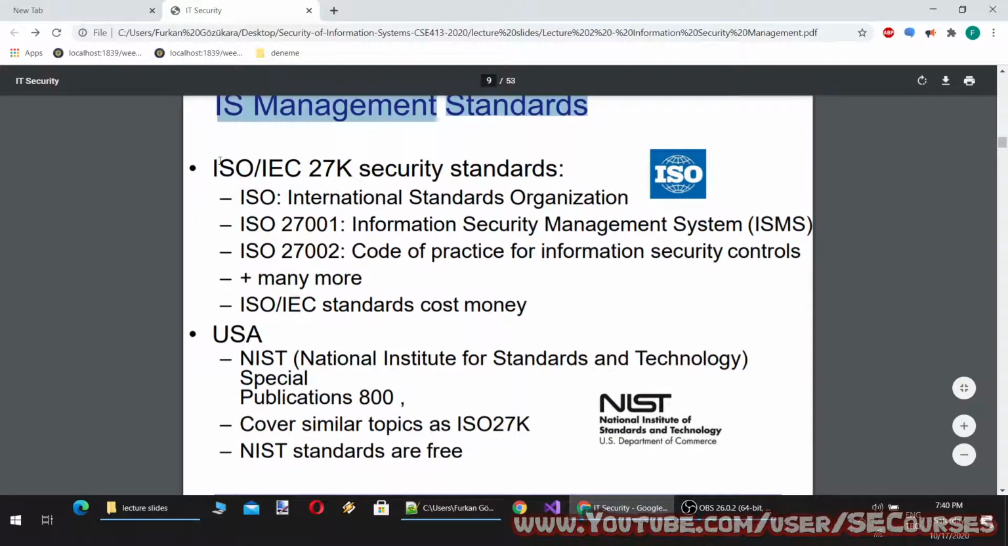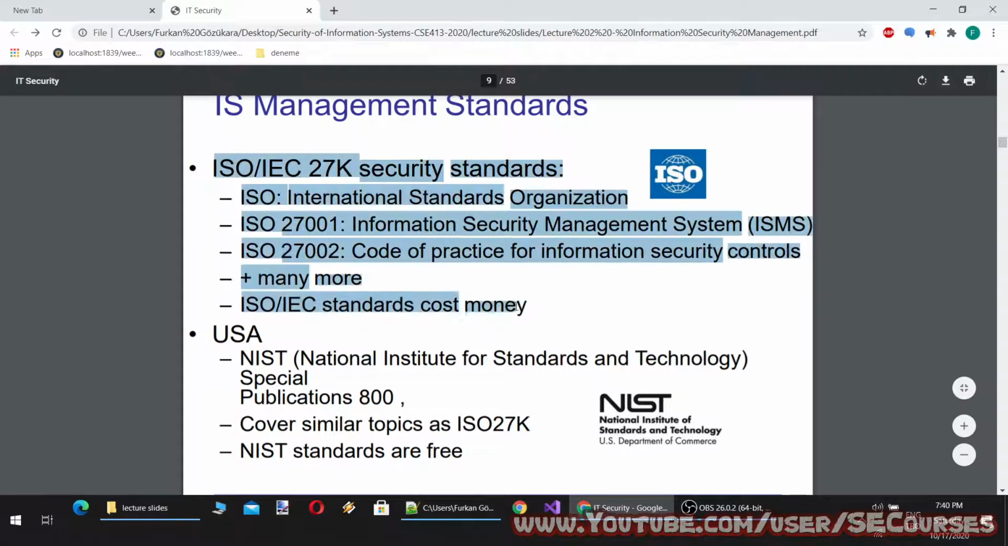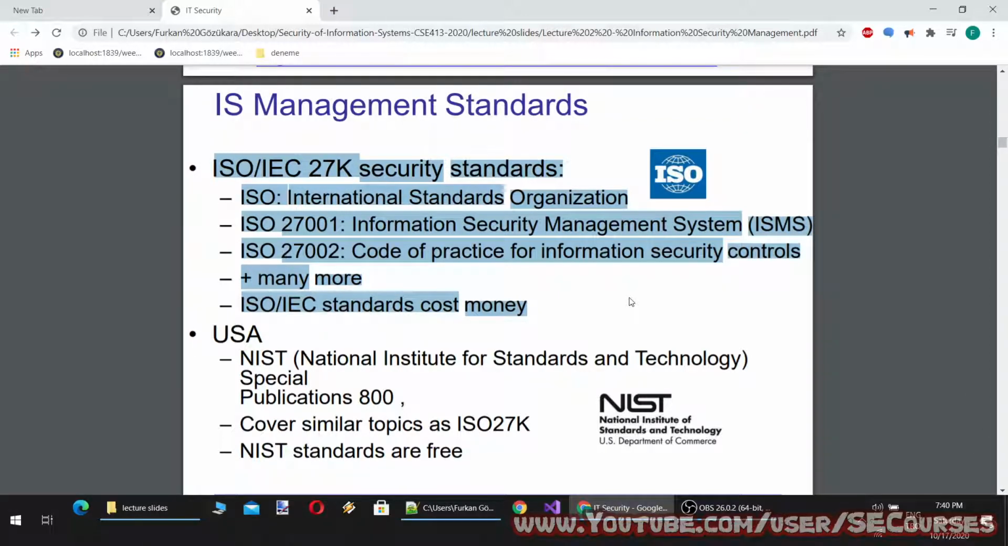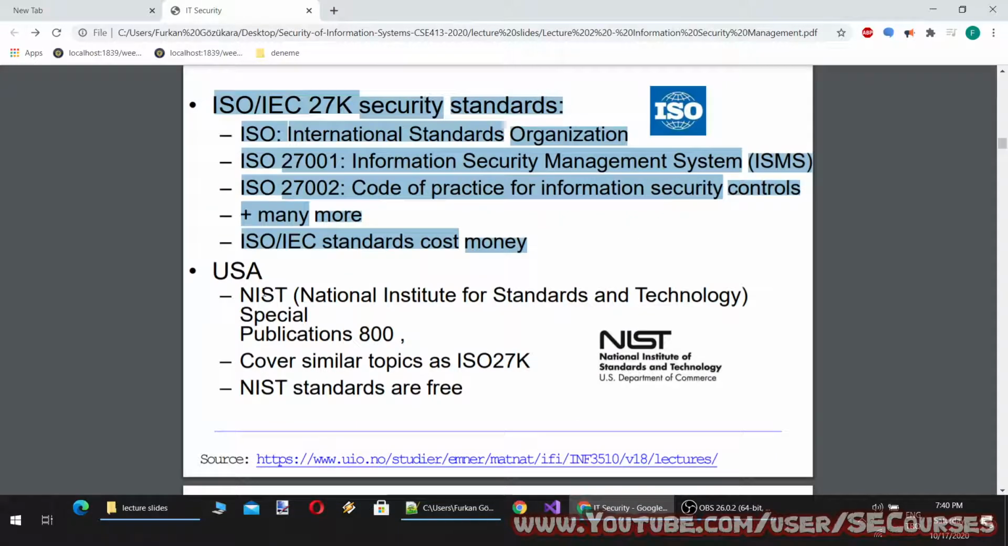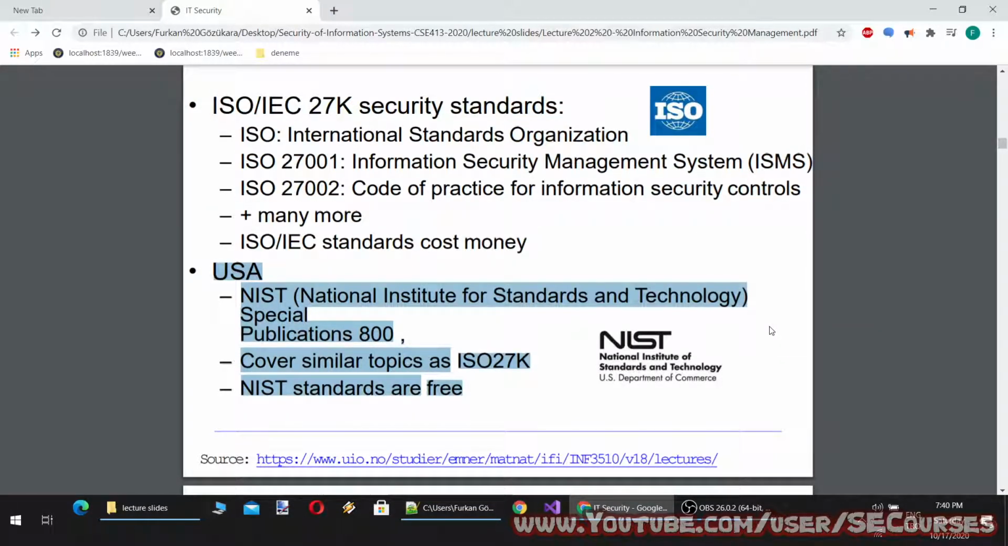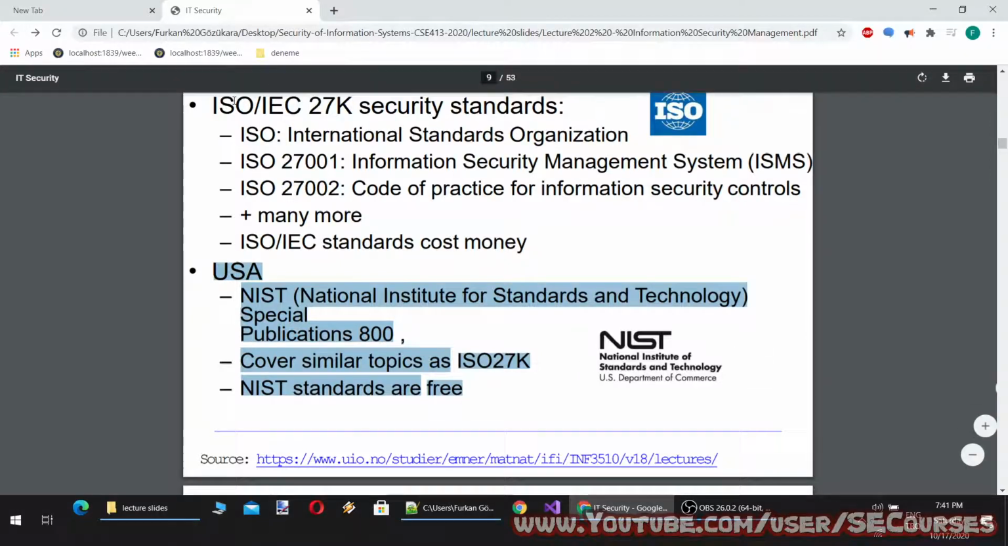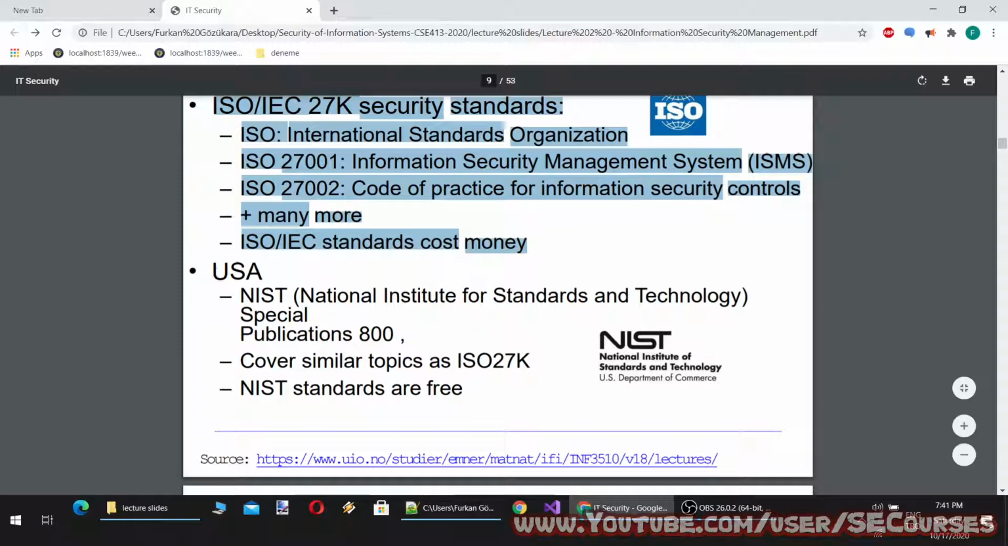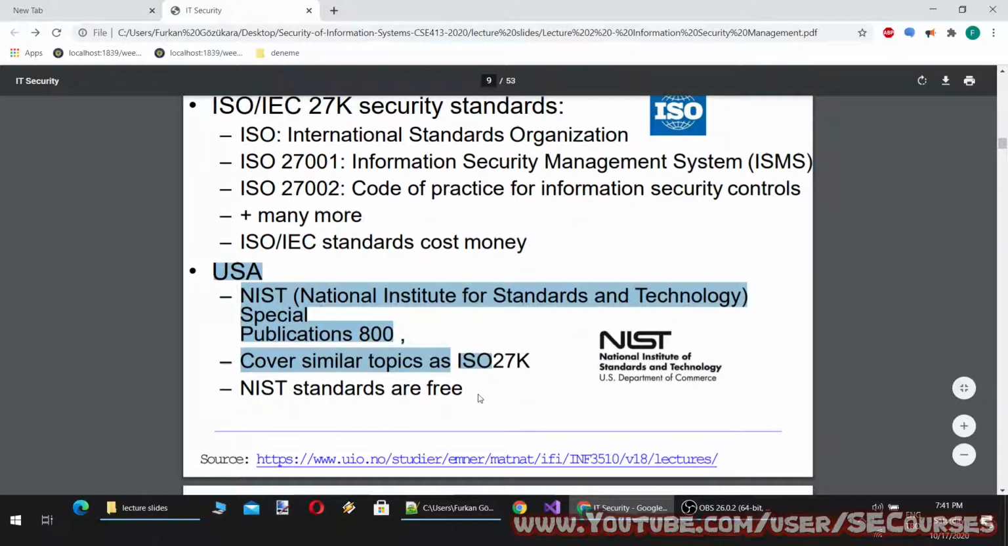There are information security management standards, which are the ISO IEC 27K security standards. ISO, International Standards Organization. ISO 27001, Information Security Management System ISMS. ISO 27002, Code of Practice for Information Security Controls, plus many more. ISO IEC standards cost money. So in the USA, NIST, National Institute of Standards and Technology, Special Publications 800 cover similar topics as ISO 27K. NIST standards are free. Okay, so ISO standards cost money to you, but you can also get the USA NIST standards for free.